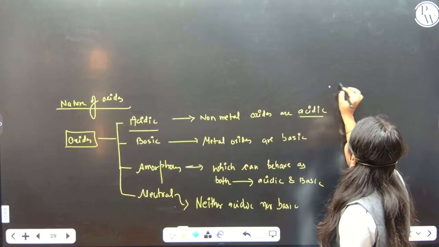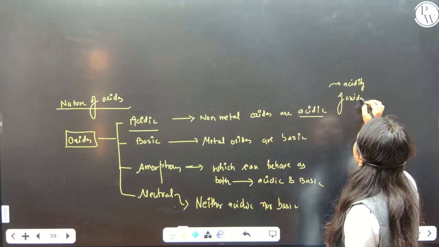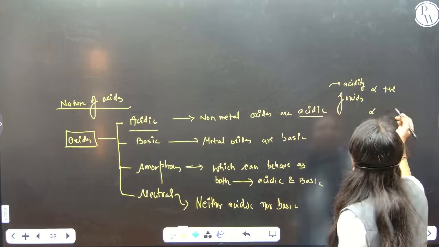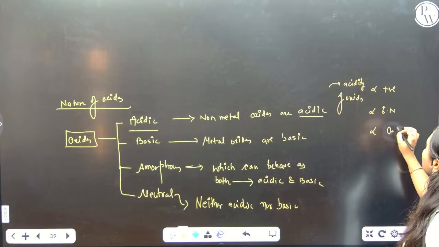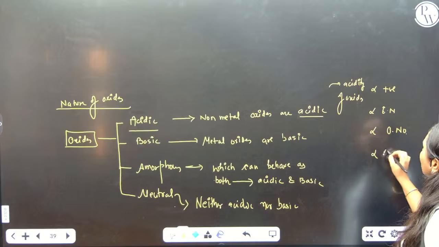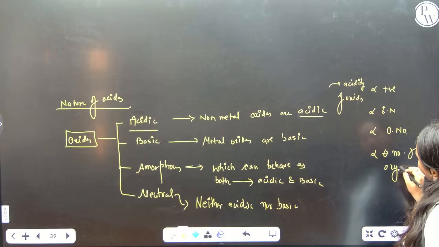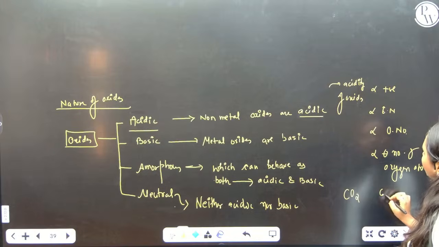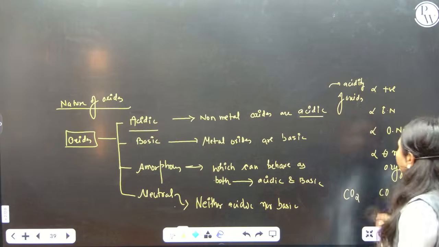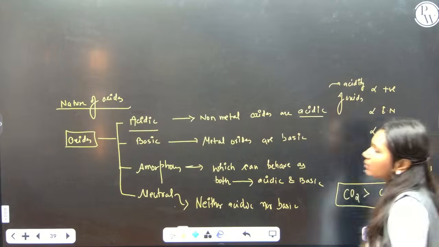Acidity of oxides is directly proportional to positive charge, to electronegativity, to oxidation number, and sometimes, not always, to the number of oxygen atoms. For example, CO2 and carbon monoxide: which one is more acidic? CO2 is more acidic. Okay, fine.